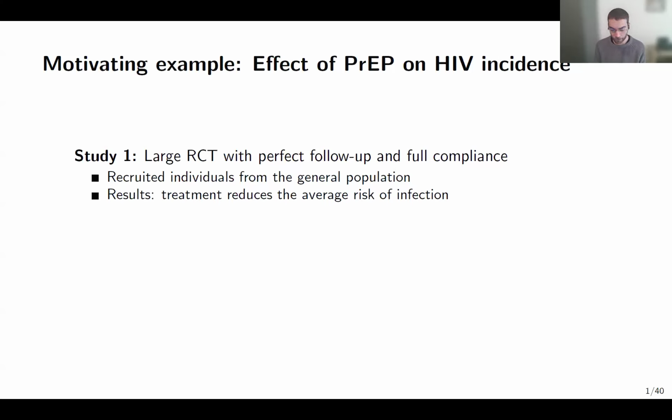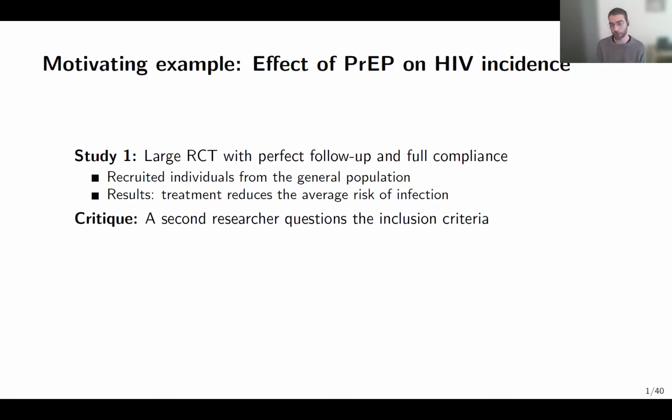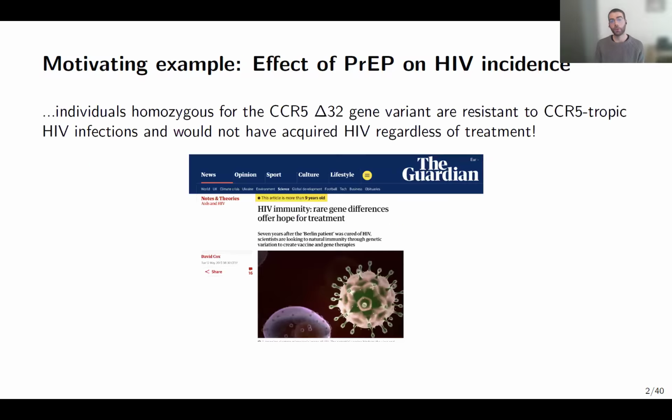Okay, at the end of the study, the researcher finds that the treatment reduces the average risk of infection. The researcher is quite satisfied with the design and methods of the study, so they go to a conference and present the results. At the end of the talk, another researcher in the audience raises their hand and criticizes the study. So specifically, the second researcher has a problem with the inclusion criteria that were used by the first researcher. And the critique goes as follows. So we know that there are some individuals who are homozygous for the CCR5 delta 32 gene variant, who are resistant to HIV infections. And so they would not have acquired HIV regardless of the treatment arms they were assigned to.